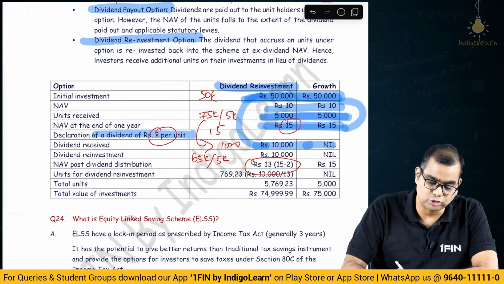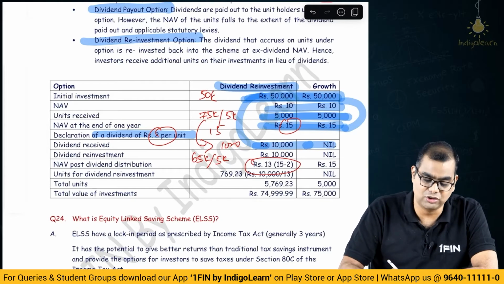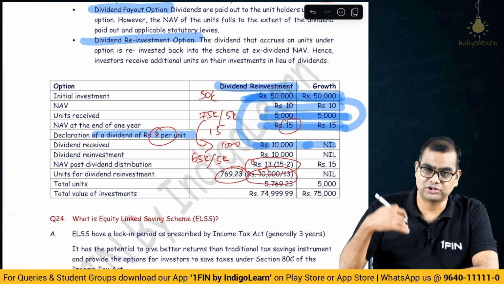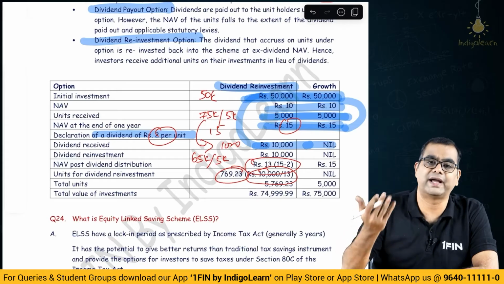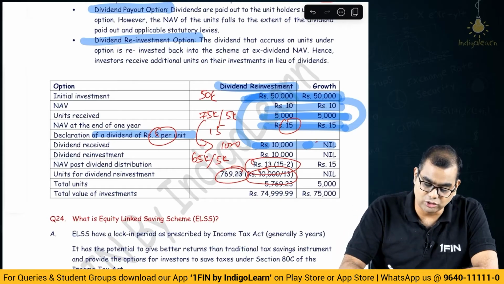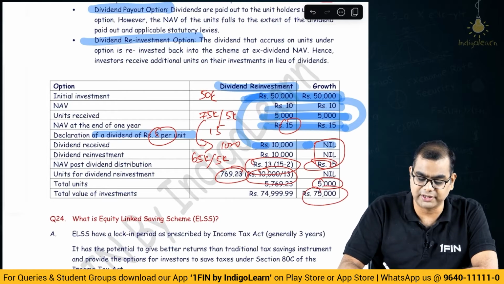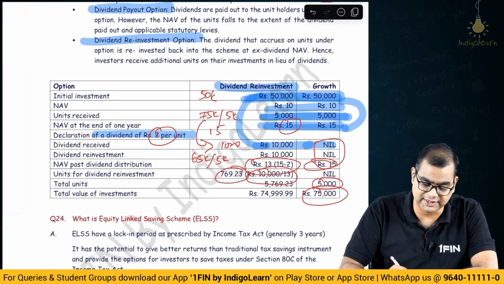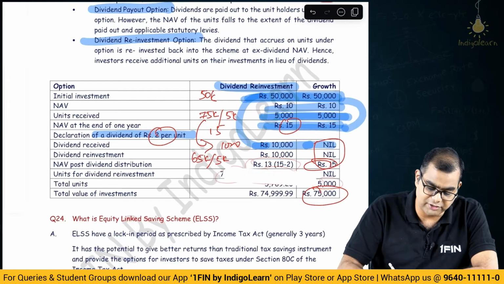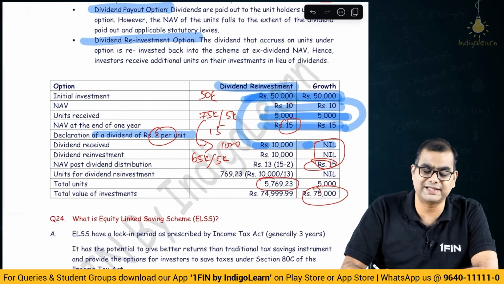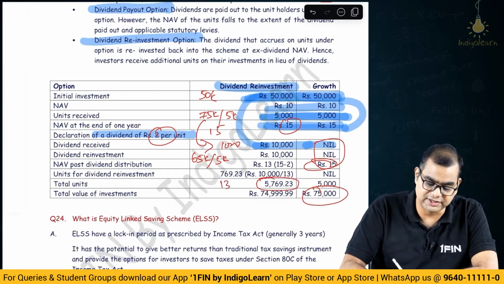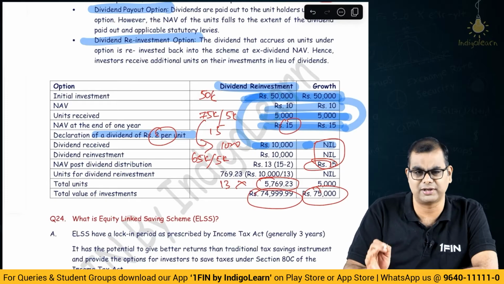Now this 2 rupees of dividend is reinvested back. So 2 rupees of dividend into 5,000 units is 10,000. So 10,000 by 13, you basically get 769 new units. So the dividend is reinvested back in the same scheme. Here in the growth option, there is no dividend concept itself. So the NAV is directly at 15. The value of that particular scheme is 15 into 5,000 is 75,000. Whereas here, the number of units has increased and the NAV has decreased. So the units is 5769.23 and NAV is 13. You multiply both, you get 75,000 approximately.